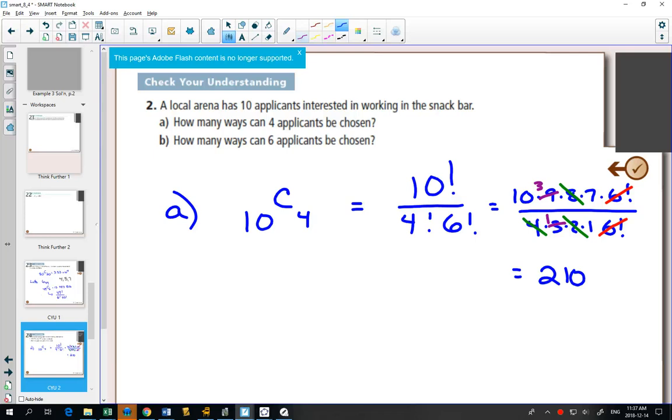In part B, they decide, you know what? We need more people working in the snack bar. We're going to hire 6 people.